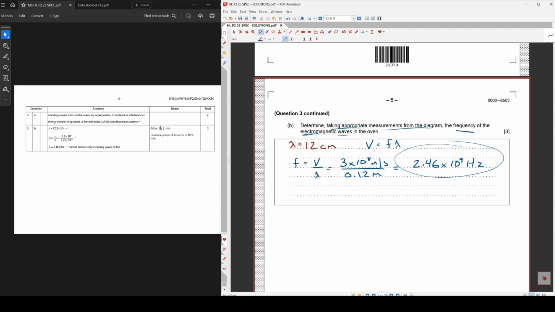So again, they give you a range here for the wavelength. Because it's not perfect, this is actually quite generous. Your wavelength can be within 2 millimeters of that. So if you said it's 10 millimeters, I guess they'll take it. If you said 14, they'll take it. And they condone a power of 10 error in MP2 only. So if you didn't do the centimeters to meters conversion here, they would give you the point for doing the method correctly, but you won't get the point for the correct answer. So you have to make sure you get that power of 10 stuff right. There you go.